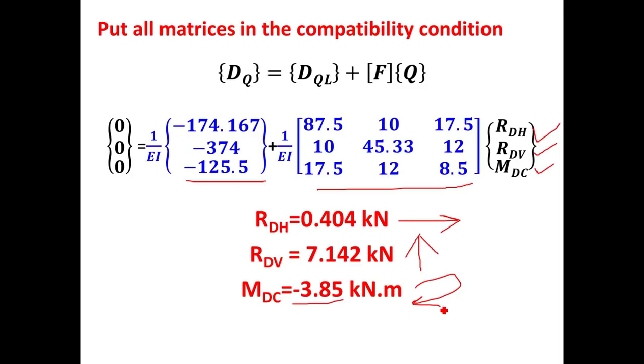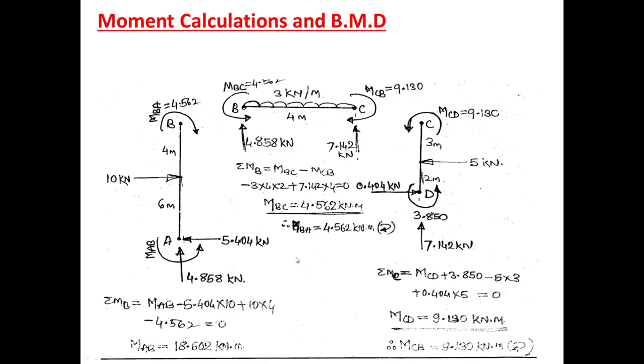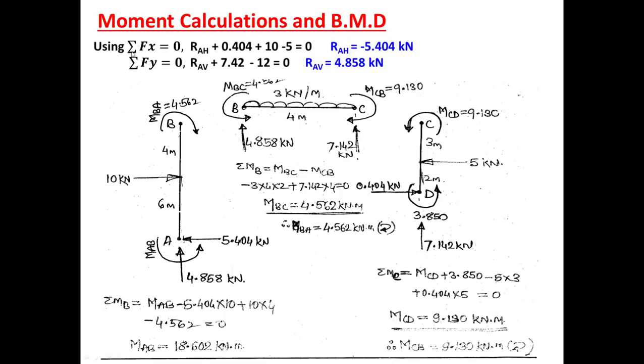Okay. Now to find out the final moments and to plot the bending moment diagram, we have to perform the additional calculation by separating all the members. Already we have discussed this in the previous problems. So like this you can find out the moments. Okay. First find out the horizontal and vertical reaction at support A by using summation of Fx equal to 0 and summation of Fy equal to 0. Find out RAH and RAV. Okay, like this, using summation of Fx and summation of Fy, you can calculate RAH and RAV.